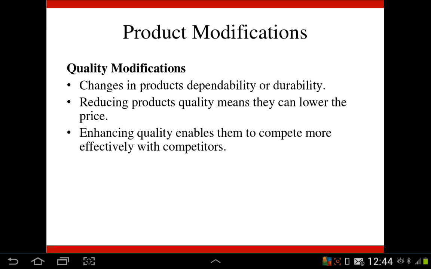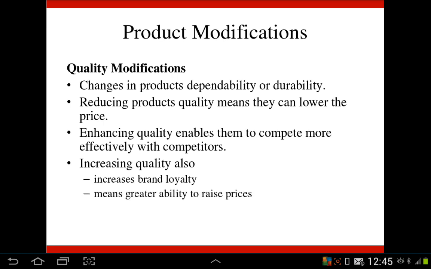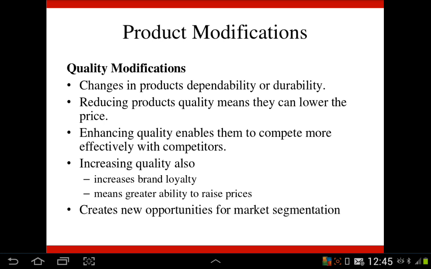And by enhancing the quality, they can compete more effectively with competitors who are producing quality products. It can also increase brand loyalty. Customers can become more loyal to the brand because of the quality increases. They can raise their prices because of the quality increases. And sometimes it creates new opportunities for new market segments. If you include car safety features like airbags, you can sell your products to a different market, ones that are looking for safety, ones that maybe have a little bit more money to spend.